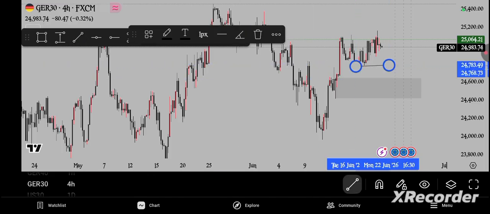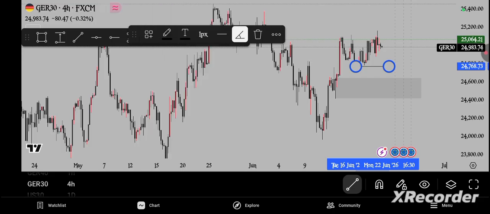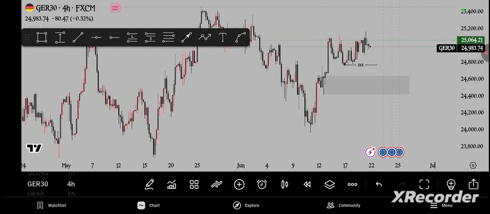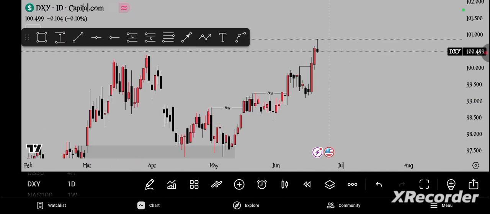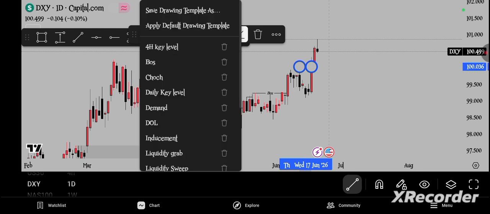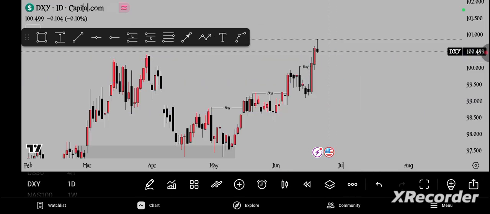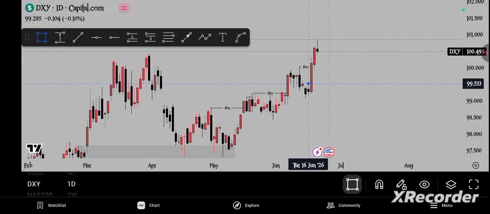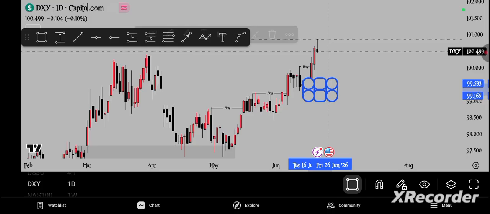We're watching out for this. We're watching a structural shift here too. A break of structure, followed by this recent what? Break of structure. So what we'll be looking out for now is this daily demand. Focus on this daily demand.